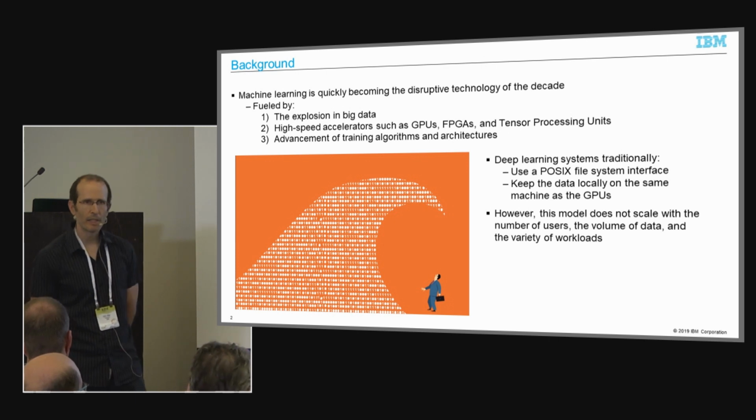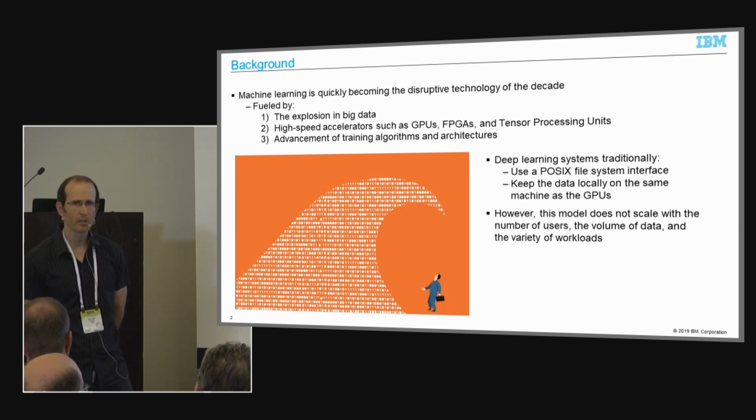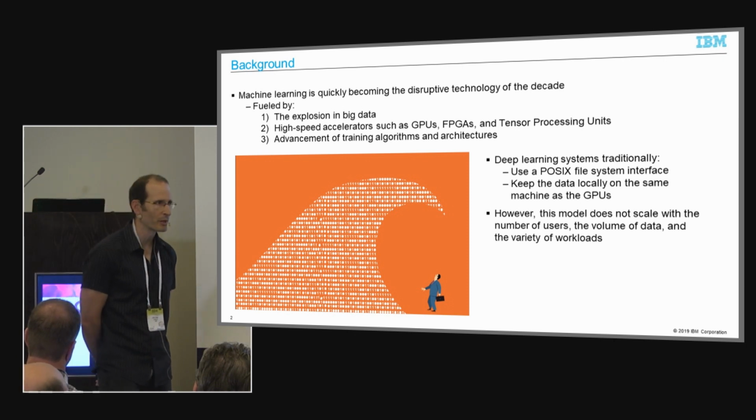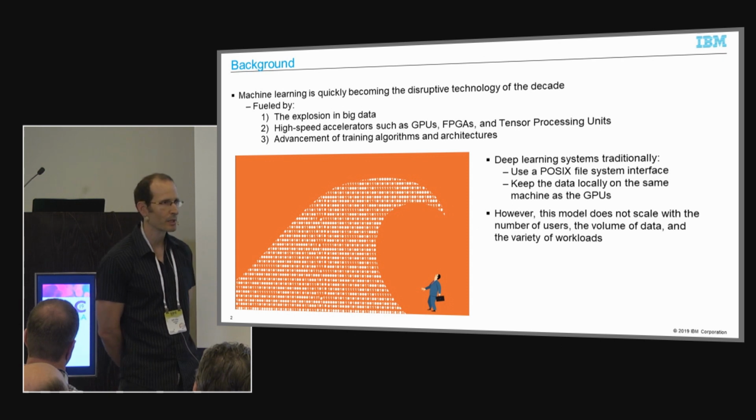So IBM started working on this, and they immediately recognized that with machine learning and deep learning, the data generally resides in POSIX systems, just because that's the most common way of accessing data. And the data is generally kept locally on the same node where the compute happens. That happens for performance reasons. You want your data to be close to the compute.